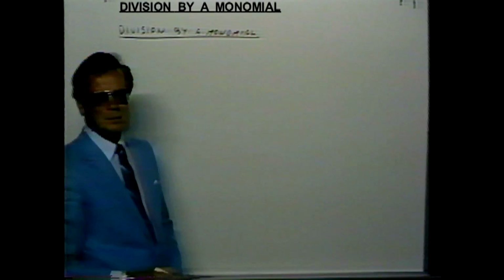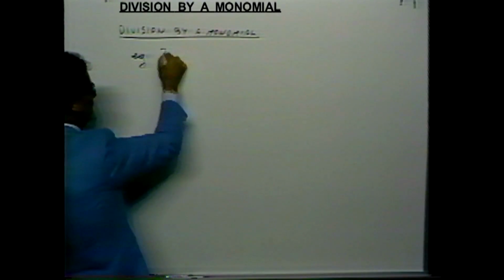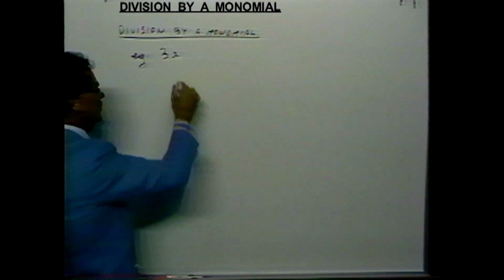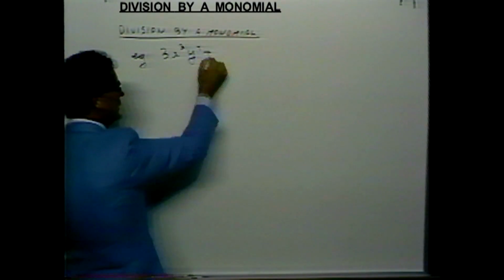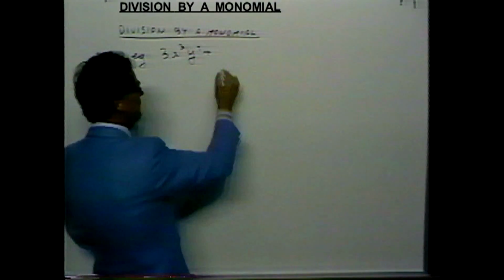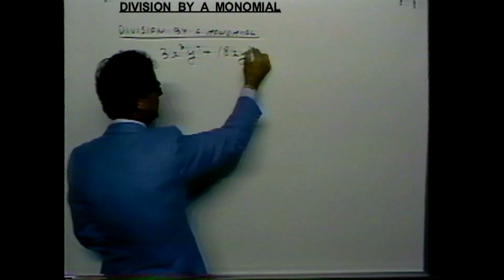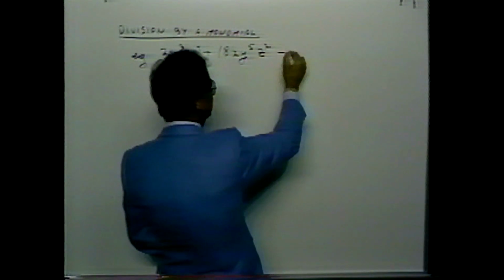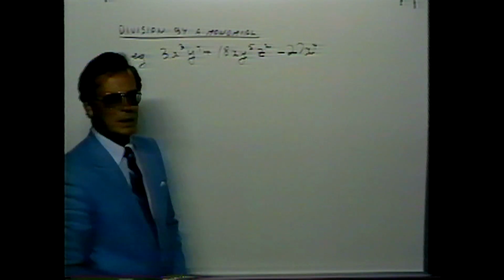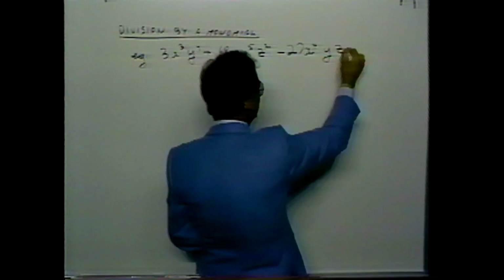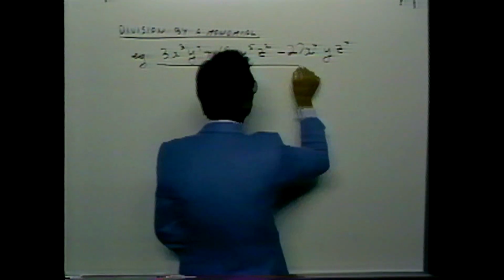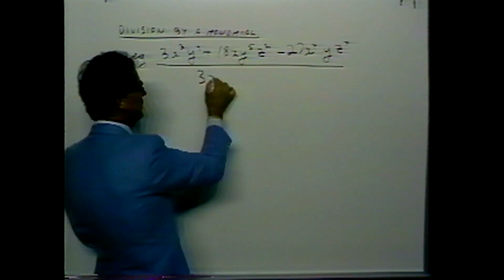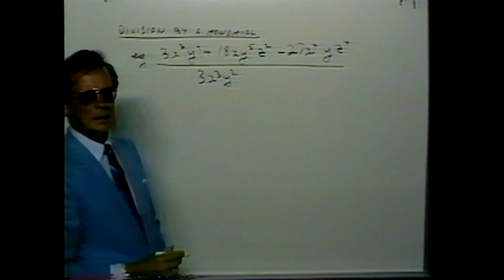Next is division by a monomial. For example, 3x to the third y to the fourth plus 18xy to the fifth z squared minus 27x to the fourth yz to the fourth, all divided by 3x cubed y squared and z cubed.